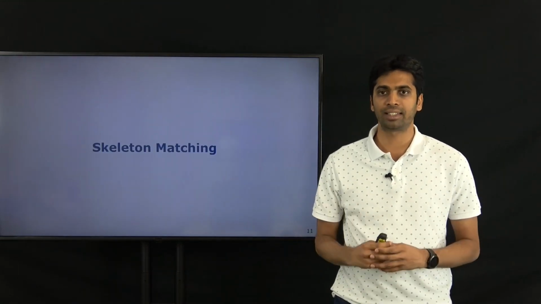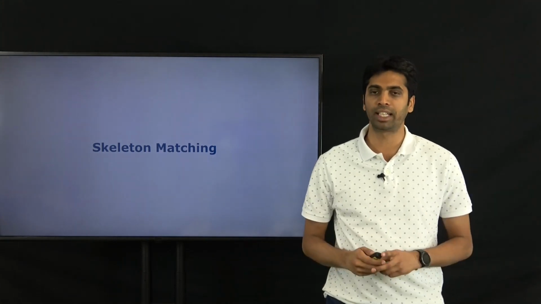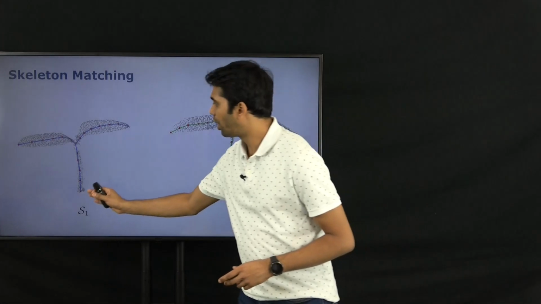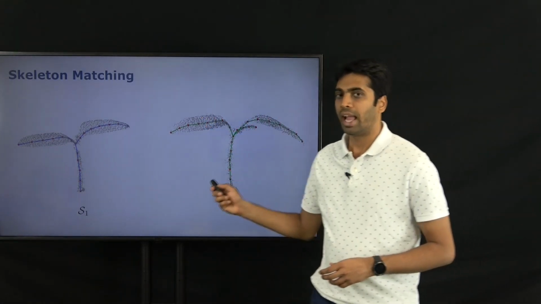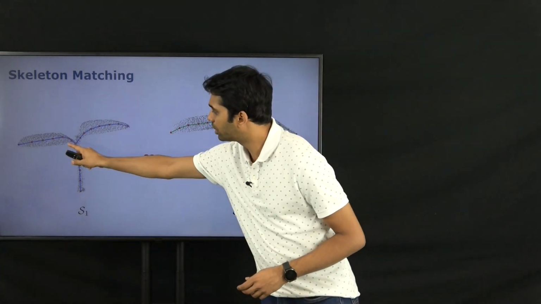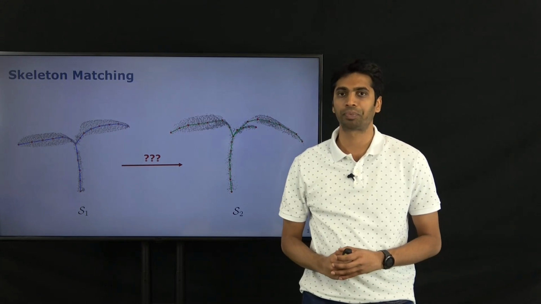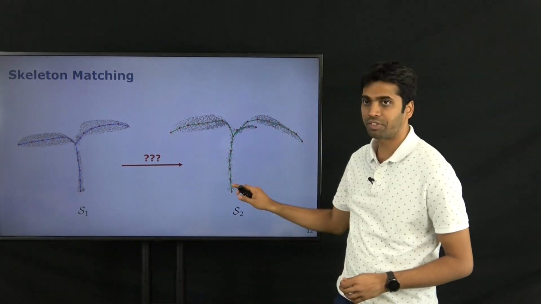Once we have the skeletons, the next step is to do a matching between these skeletons in order to obtain some data associations. So what we have is the point cloud and the corresponding skeletons which we have just computed. And then the question now is which nodes in the skeleton S1 correspond to which nodes in skeleton S2. As we see here, the matching skeletons here might not have the same topology.